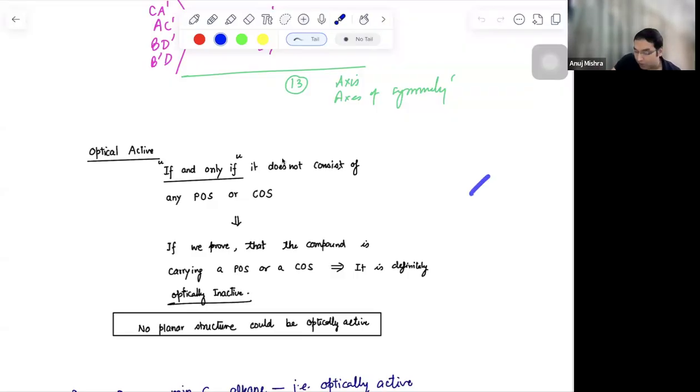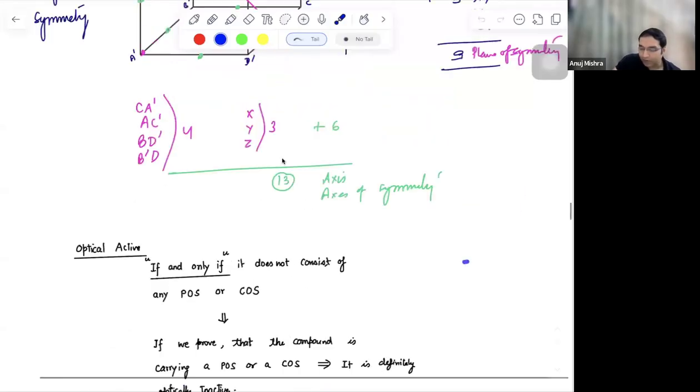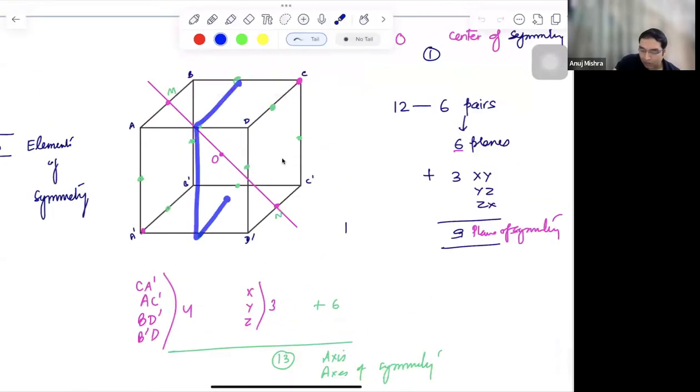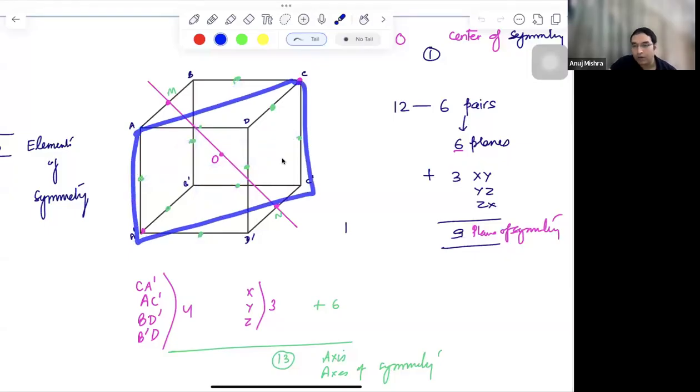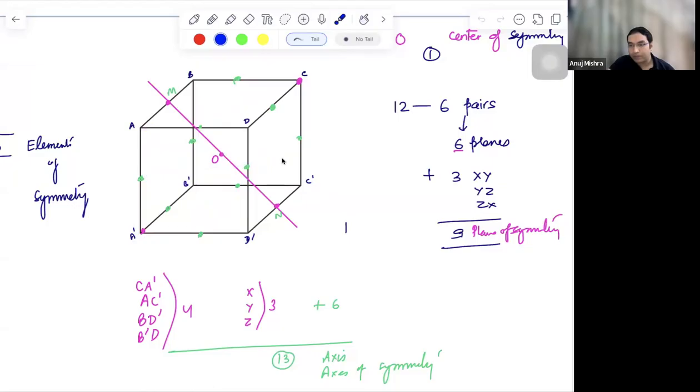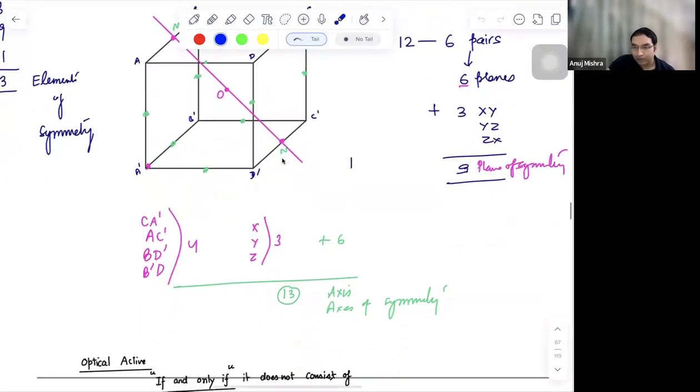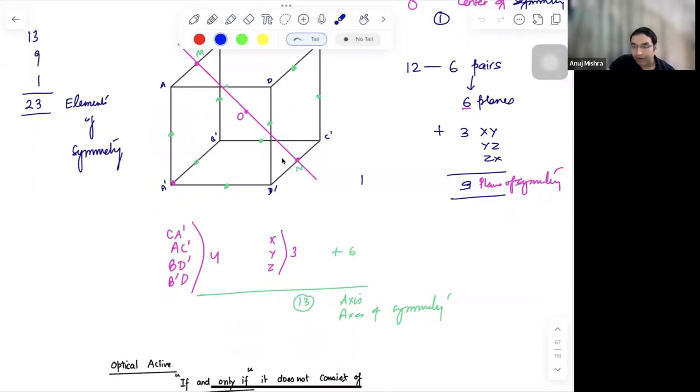So if you recall this discussion, if this is a cube, okay, in the cube, let's say we take this particular plane, which is cutting it from the middle, something like this. It's a plane of symmetry. This is a plane of symmetry. Even this is a plane of symmetry. All right. Advik, is that clear? Center of symmetry is the center of the cube.